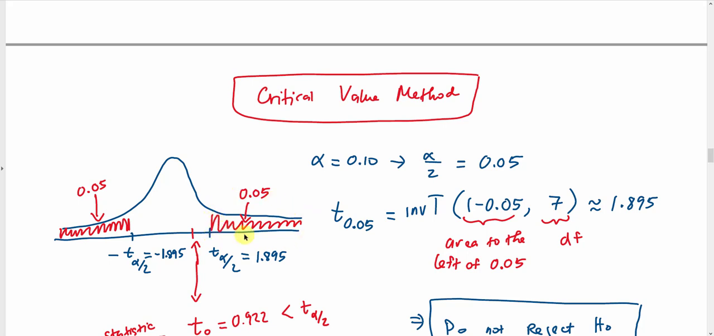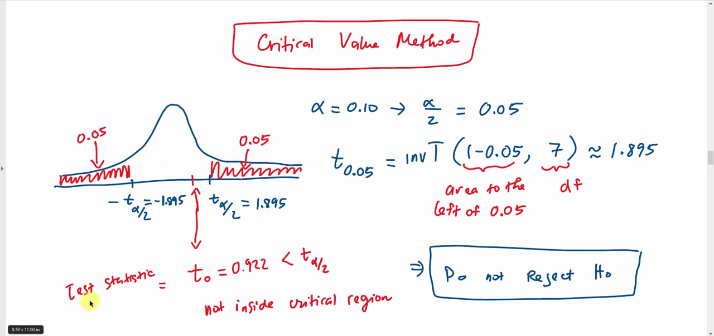So this is 0.05 area. So to find all the area to the left of that, we take 1, which is the whole thing, subtract 0.05 to the right. Then we get whatever to the left of that. And then we take the degree of freedom, which is the smaller one, which is 7. And then that gives me 1.895. This is the critical value.